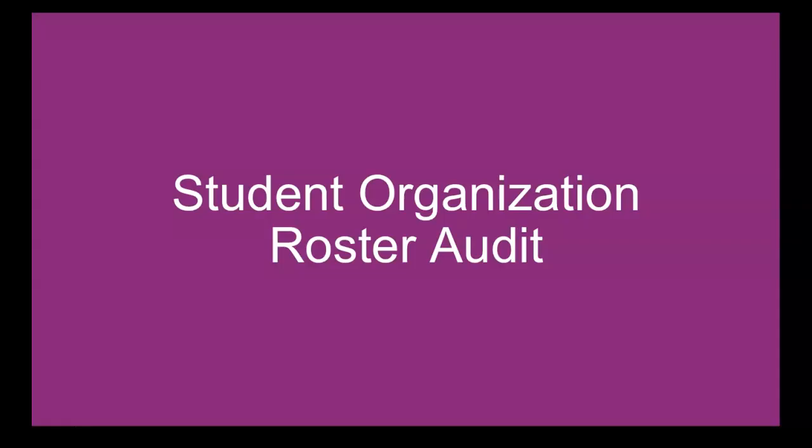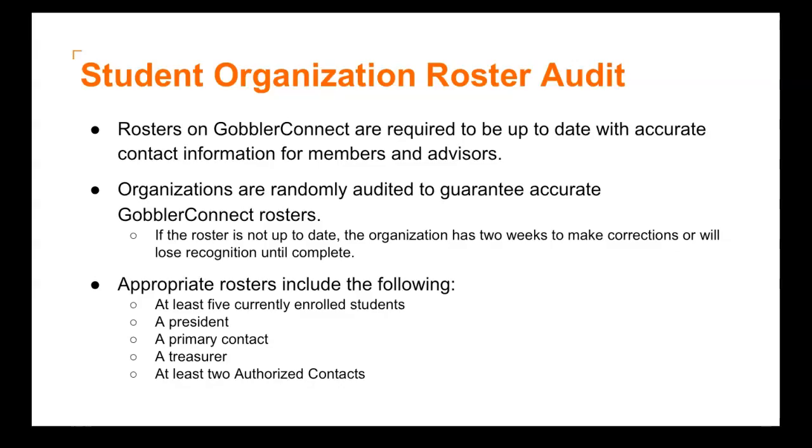The last accountability measure is a student organization roster audit. A roster audit is used to ensure all Gobbler Connect rosters are accurate and up to date with accurate member contact information. All organizations will be audited for roster compliance at the beginning of both the fall and spring semester to guarantee compliance with membership requirements.